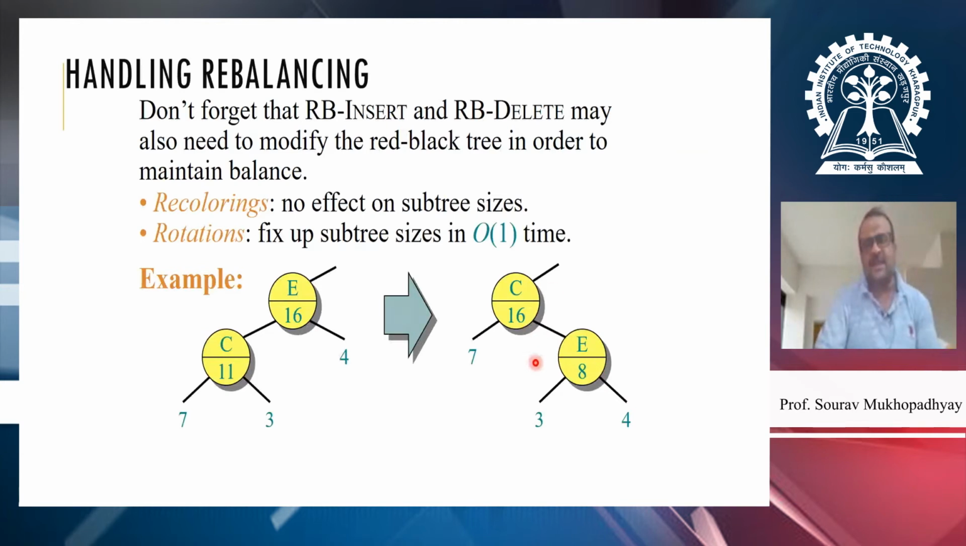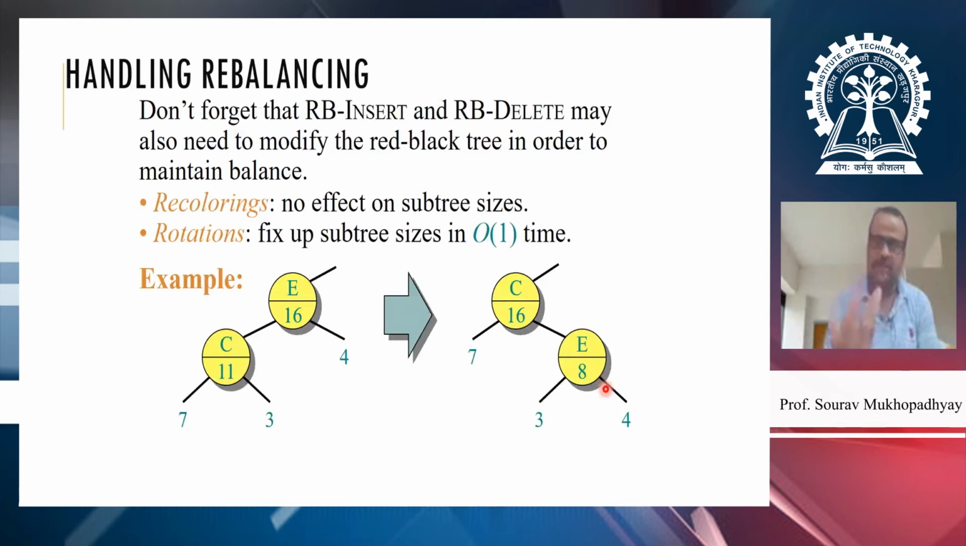Now how to maintain this size over here? The size of alpha will be unchanged. Now the size of beta will be 3, and the size of gamma is 4. Now the size of this will be the size of this plus 1, and then the size of this will change, and nothing will change in the upper part, right? So only 2-3 sizes are changing. So that can be handled in order of 1 time. So that is very important.